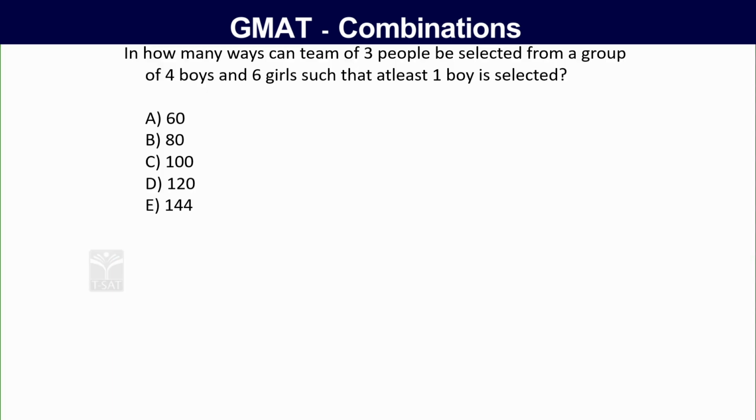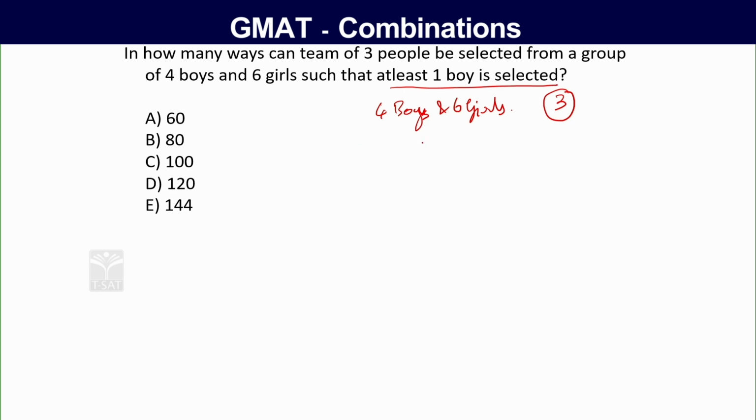Let's look at more questions on this. In how many ways can a team of 3 people be selected from a group of 4 boys and 6 girls such that at least one boy is selected? Okay, the question is telling us there are 4 boys and 6 girls, and we need a team of 3 people. So, they are saying that at least one boy is selected. We need to check those options.